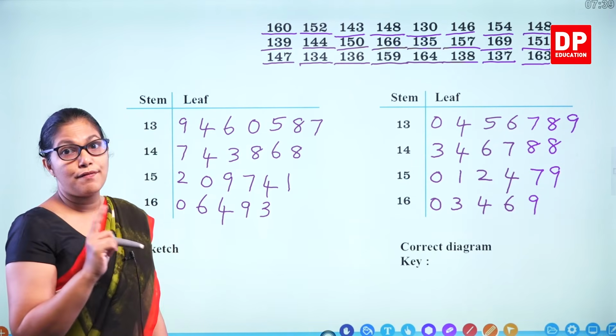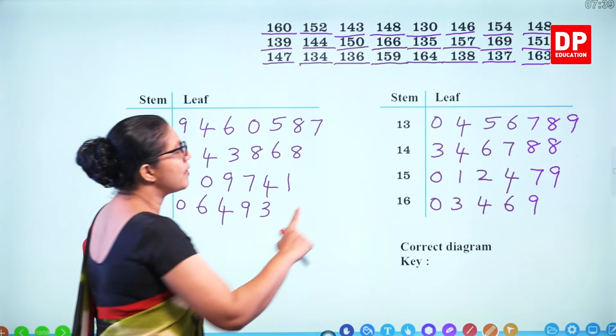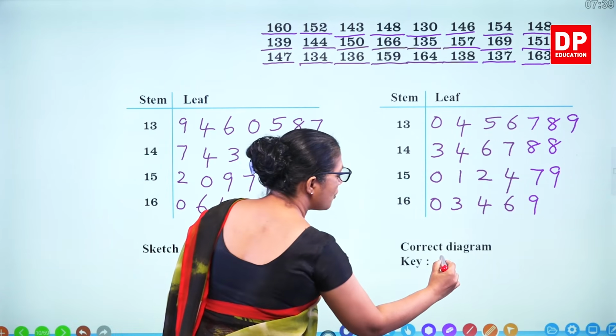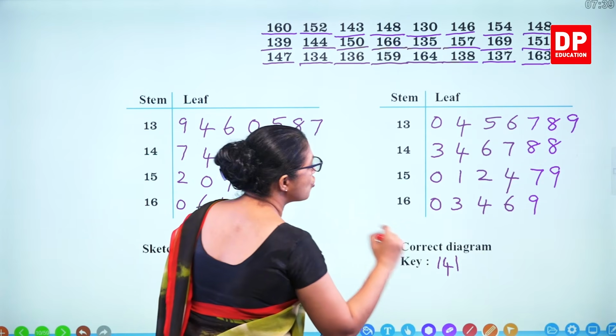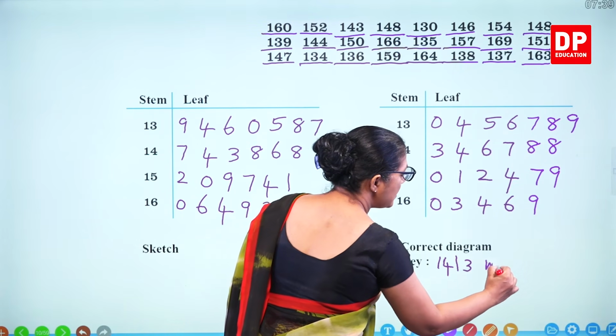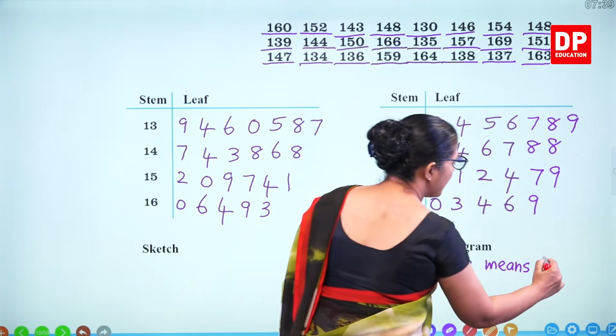Now, that's the final diagram. That's the correct one. Now, write down the key. You can take any value. So, you can write 14|3 means 143.